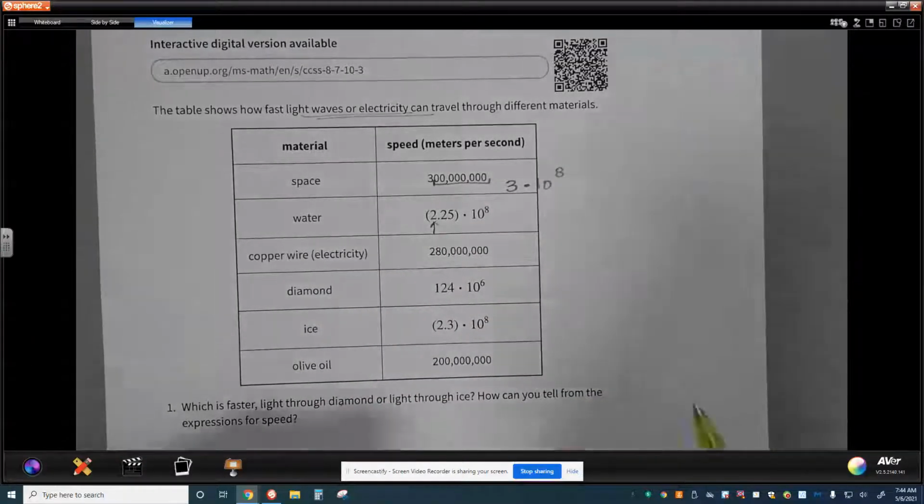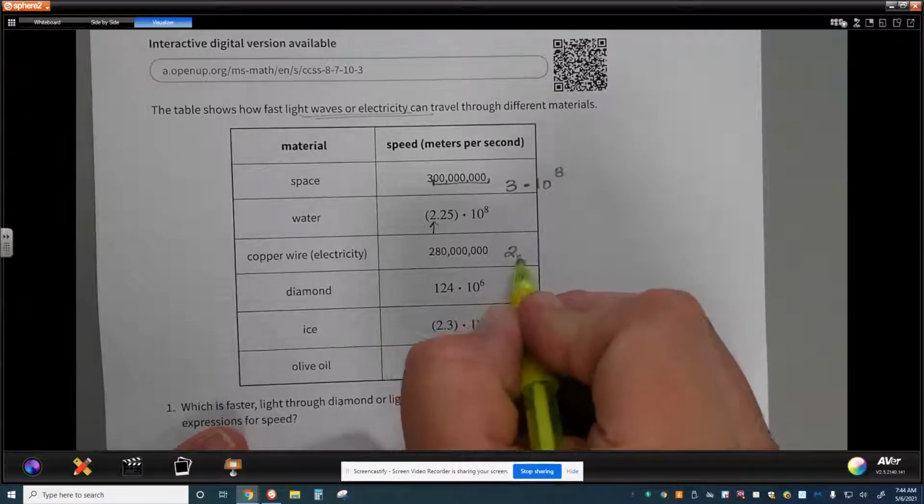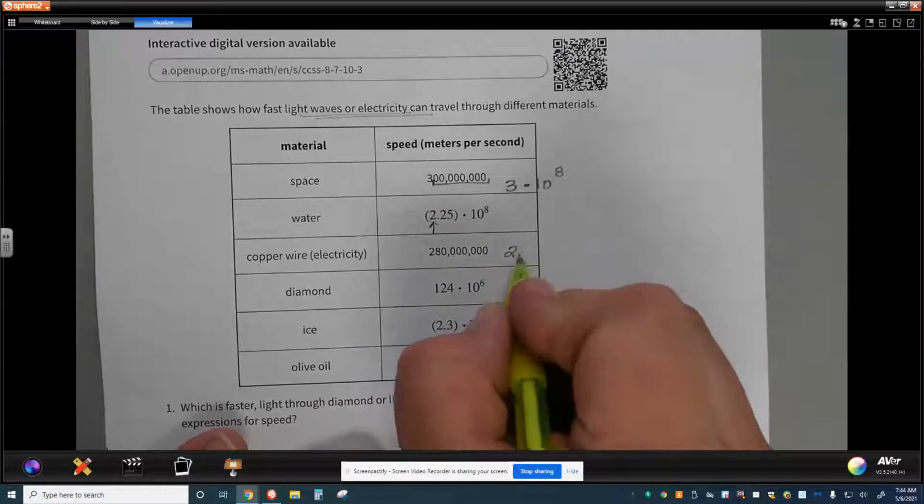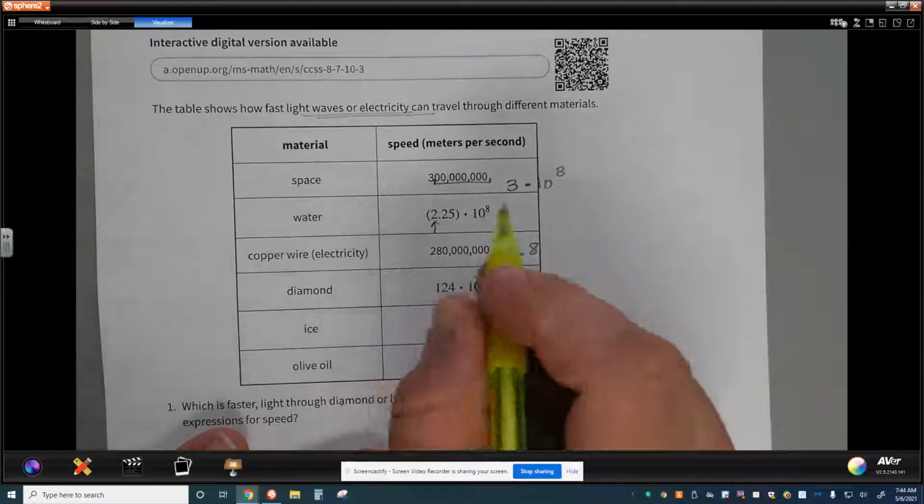One way we can tell that is that there's only one single digit before the decimal, and that single digit is not a 0. Copper wire, what we can do with this one is we take that first digit, 2, this is what we call our leading digit, the first non-zero number. We put a decimal after that. We bring in the non-zero numbers after it.